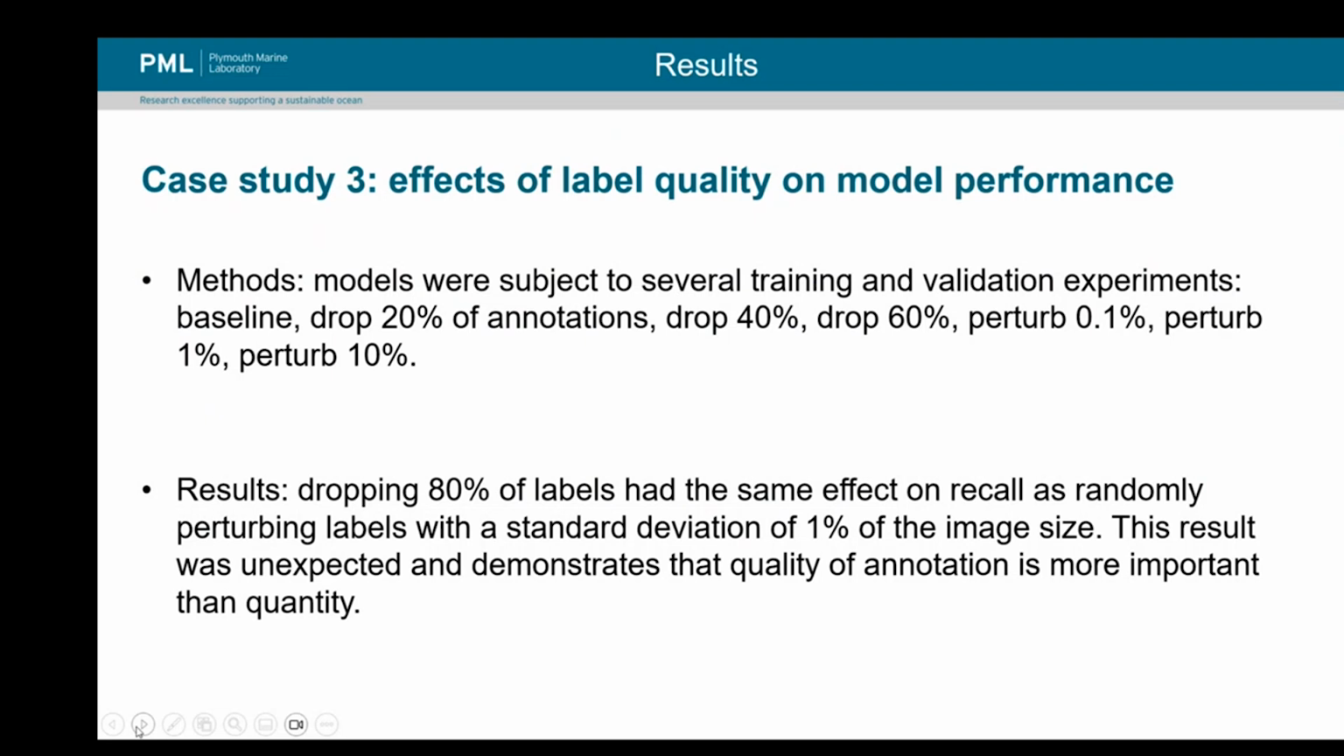The ultimate result of that was that dropping 80% of the annotations had the same effect on recall as randomly perturbing labels with a standard deviation of only 1% of the image size. So essentially, if we made the box slightly the wrong size or slightly misaligned, that had more effect on the AI model than dropping a load of the annotations. So it just demonstrated really that the quality of the annotation is more important than the quantity of the annotations.